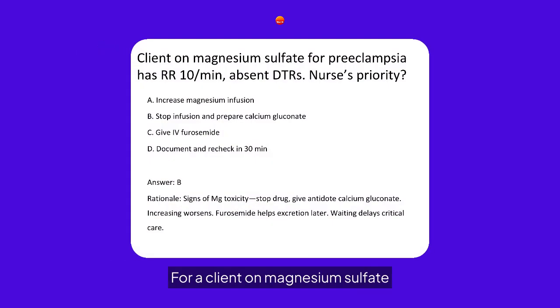For a client on magnesium sulfate with signs of toxicity, such as low respiratory rate and absent DTRs, the priority is to stop the infusion and prepare calcium gluconate. This antidote addresses magnesium toxicity effectively.